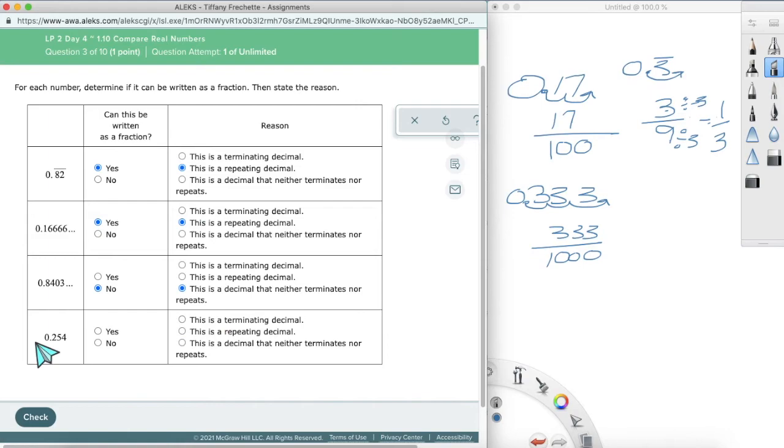This one just plain stops. This is a terminating decimal. So that's that first one that's a little easier. We just move it over 1, 2, 3, and we'd put that over 1,000. So yes, and it's terminating.